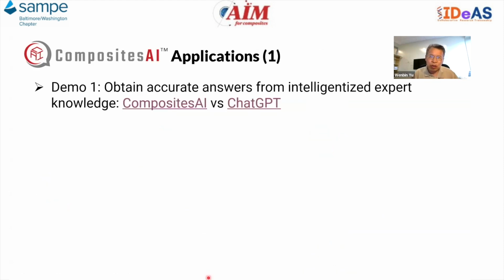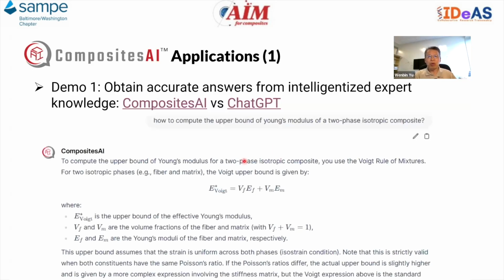And next, I will use a few use cases or demonstrations to show the performance or the usage of composite AI. First is that you can obtain more accurate answers from the intelligent test expert knowledge. And we have a simple question here. Everybody who is in composite field maybe know the answer, not necessarily. Basically, how to compute the upper bound of Young's modulus of a two-phase isotropic composite.